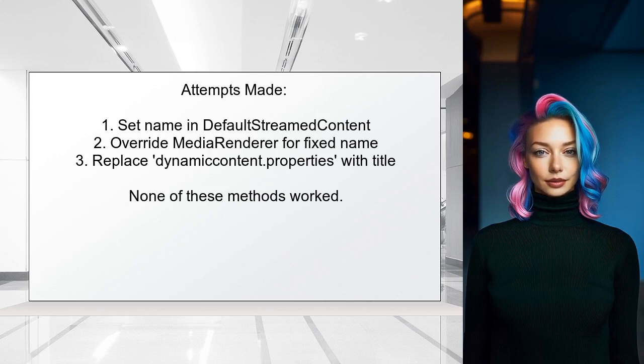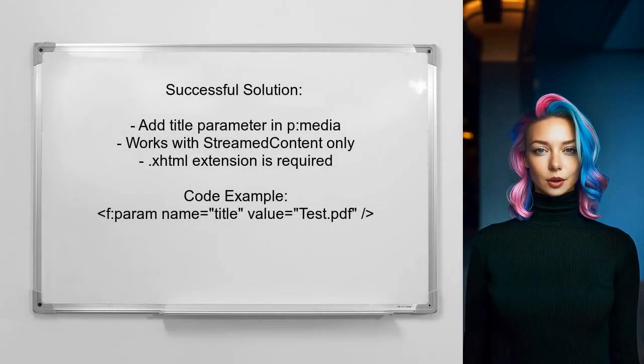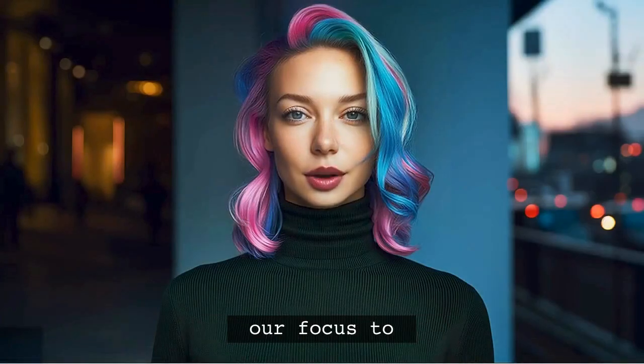However, these methods did not work as intended. Ultimately, they found success by adding a title parameter in the XHTML code for the P-media component. This allowed the header to display correctly, but it only worked with streamed content and required the .xhtml extension. Now, let's shift our focus to a different response.